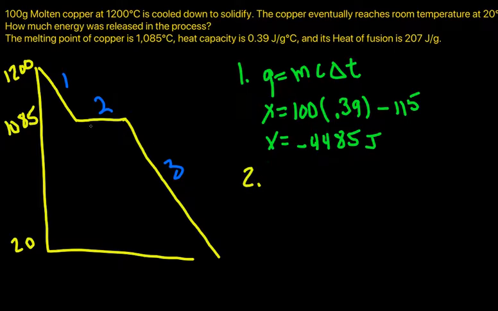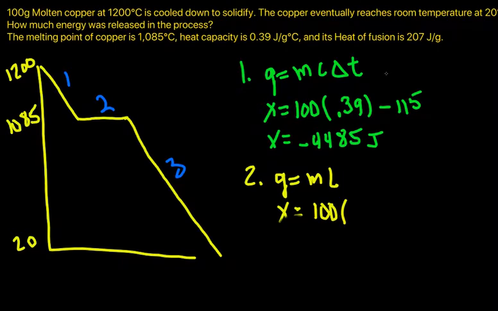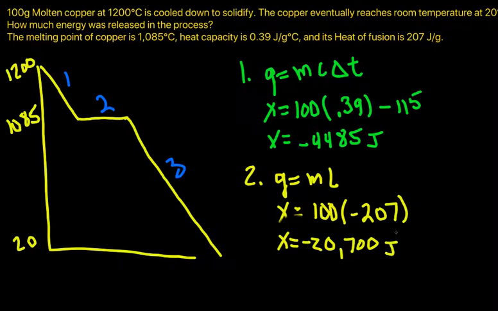Let's do our second segment. Second segment is a flat line, or it's a plateau. So it's going to be latent heat, Q equals ML. We're looking for Q. My mass is still 100. And the latent heat of fusion of copper is 207. In this case, I need it to be negative because it's going to be losing 207 joules per gram. So it's negative 207. So X will equal 20,700, and that will be a negative value. It's going to be negative 20,700 joules.